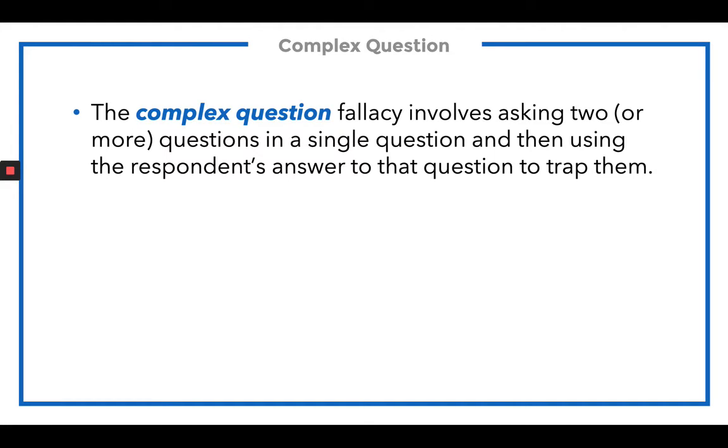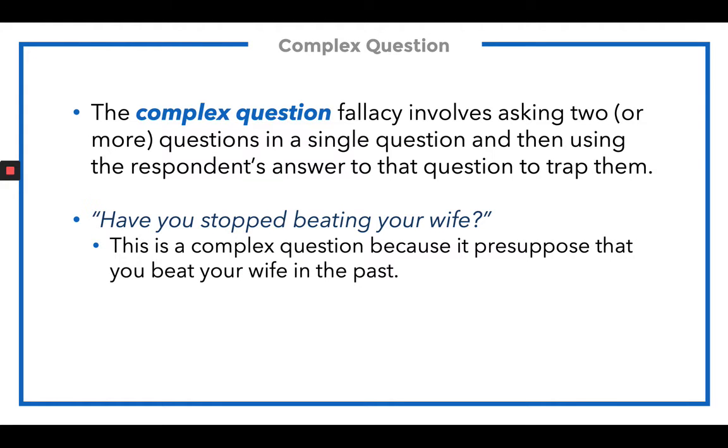Now, there's begging the question, and then there's the complex question fallacy. The complex question fallacy involves asking two or more questions within a single question, and then using the respondent's answer to the question to trap them. So something like this: have you stopped beating your wife? The reason this is a complex question is because it has a presupposition that you beat your wife in the past.